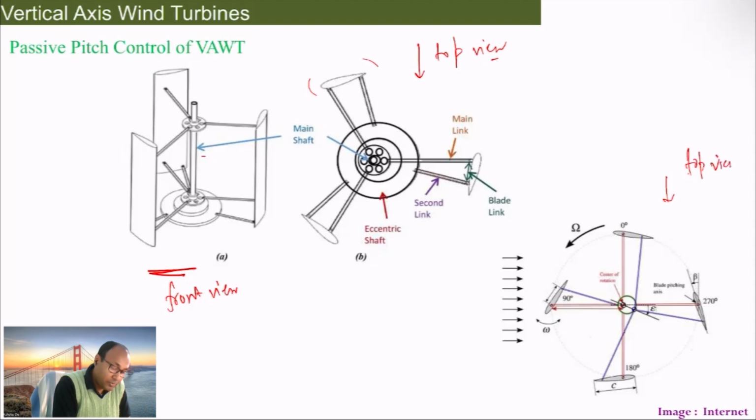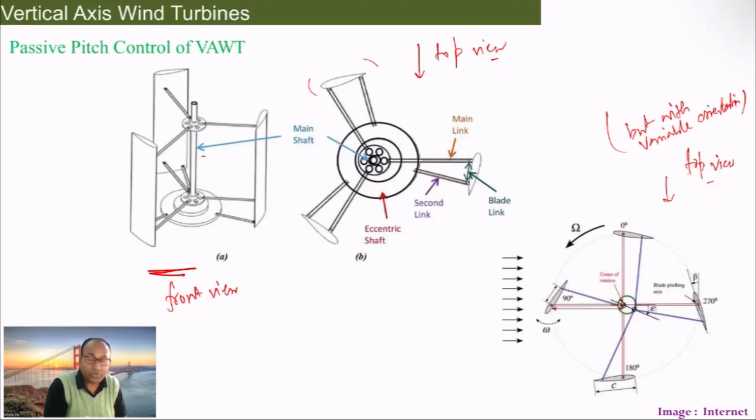Now this is again a top view, but with variable orientation. You could see the airfoil here at 0 degrees. Now when it comes around, this could be the angle, but the second rod can change it, and again it comes here, so that you make it pretty parallel to the flow, and here again you change it. So effectively you keep on changing the pitch along with the rotation.